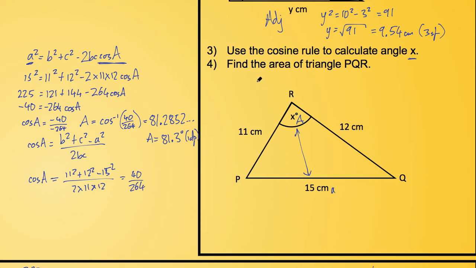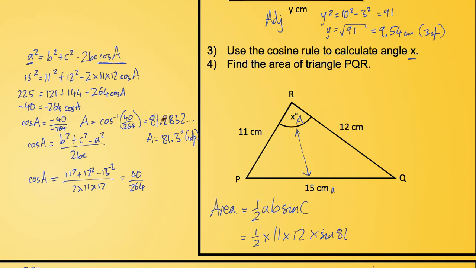Okay, finally find the area of triangle PQR. For that I want to use area equals half AB sine C, which is on the formula sheet. Sine C is the angle that is sandwiched between sides A and B, whatever they are. Seeing as I've calculated this angle already, I'm going to use it. So I've got half times the sandwiching sides 11 and 12, and the angle in the middle, sine of what I just calculated, 81.3.